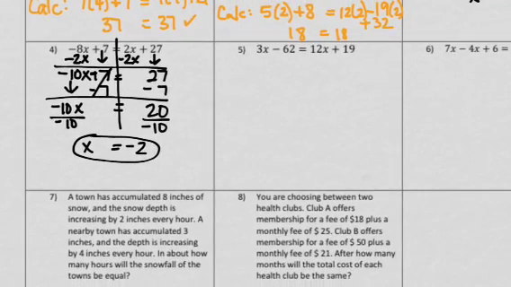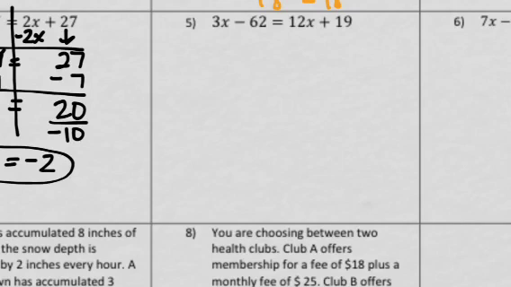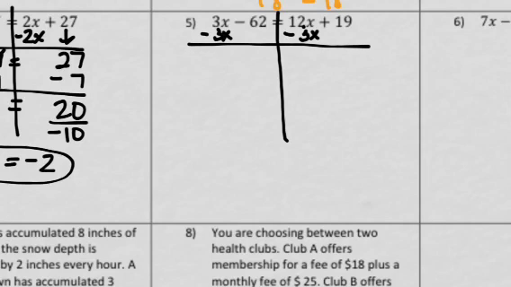Moving on to number 5, we are going to get rid of the variables. I'm going to do this one just a little bit differently, just to show you you have some choices. This time I'm going to get rid of the 3x from both sides. The only reason I'm choosing to do this is sometimes I like to use just positive answers. So 12x minus 3x is 9x. And then the 19 drops down.